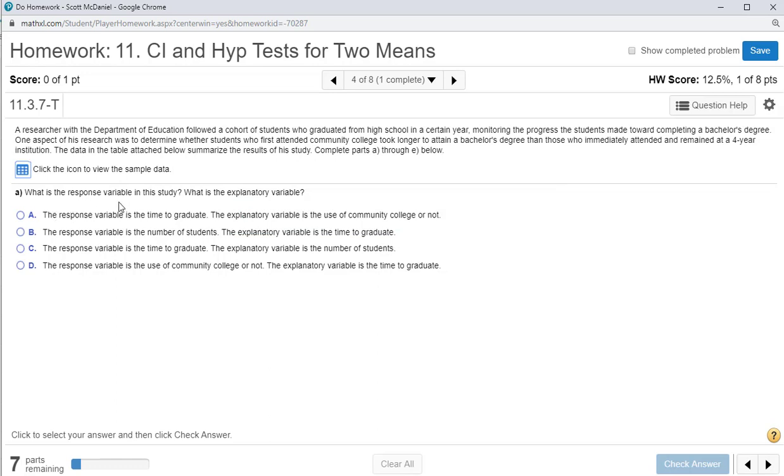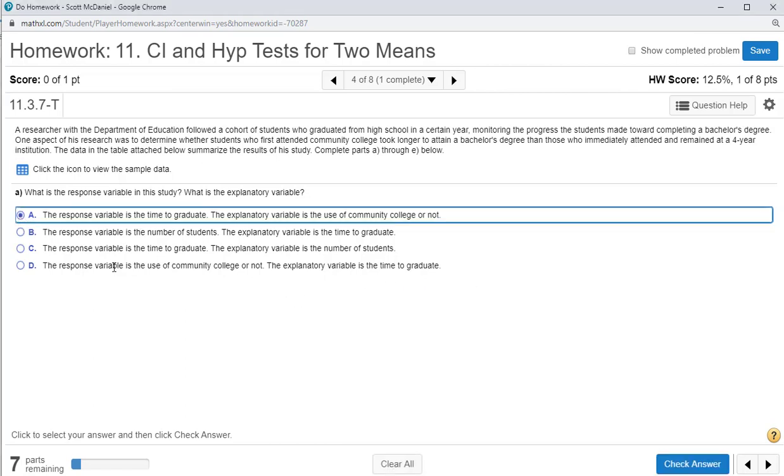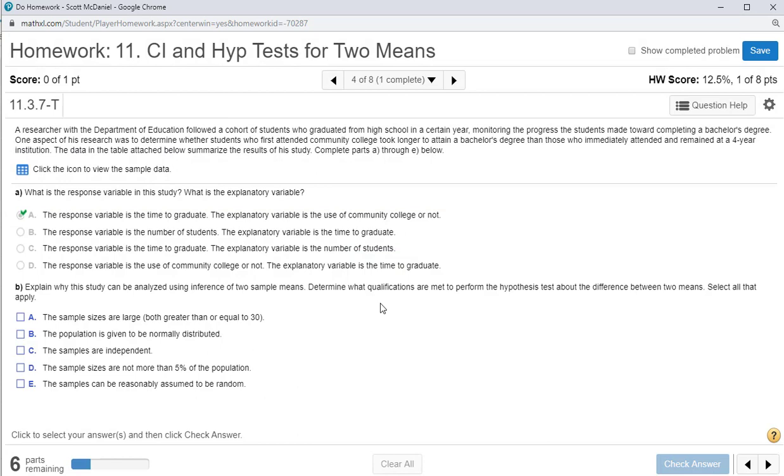Okay, so what is the response variable in the study? What is the explanatory variable? So the response is the time to graduate, right? The explanatory is if they used community college or not. Okay. So explain why this study can be analyzed using the inference of two sample means.